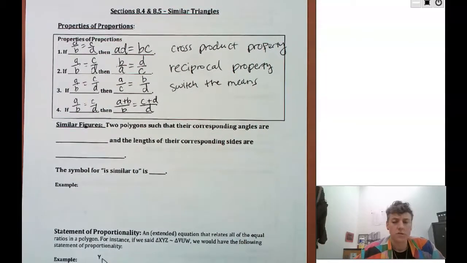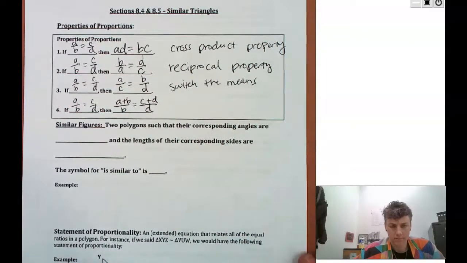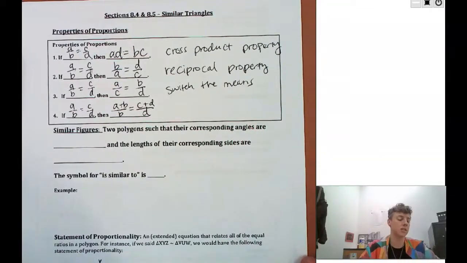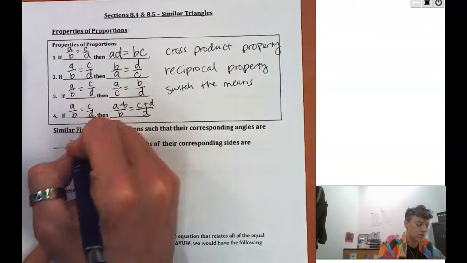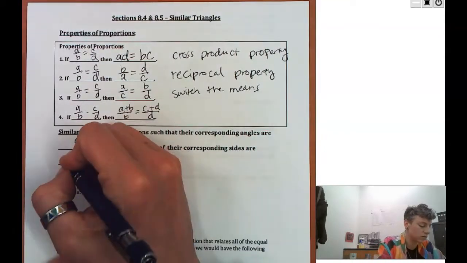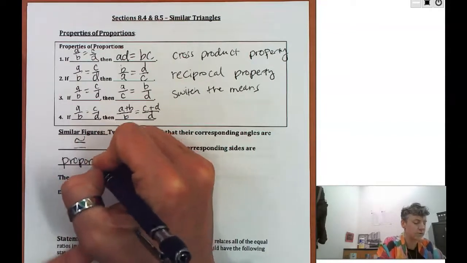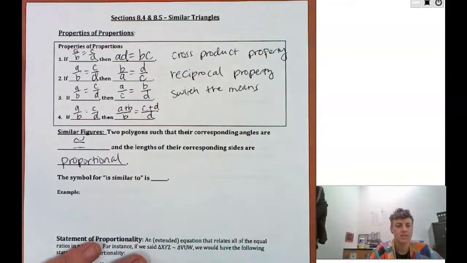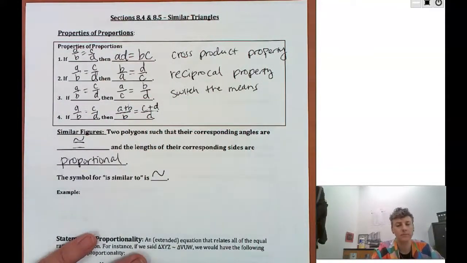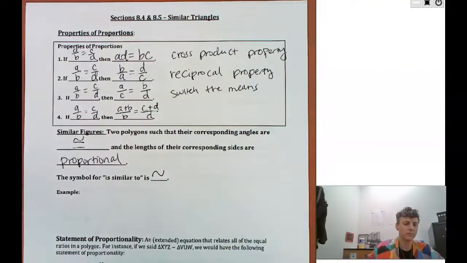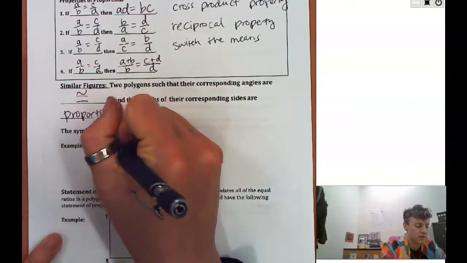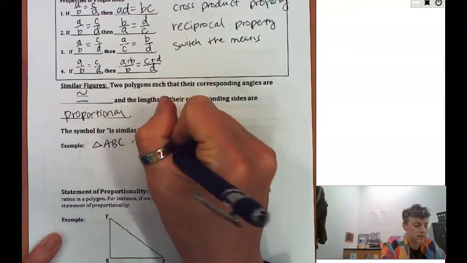All right, so let's remind ourselves of what similar figures are. There are two polygons such that their corresponding angles are what? Congruent. The corresponding angles are congruent, and the lengths of their corresponding sides are proportional. And remember, our symbol for is similar to is this tilde. Very good. So let's do an example where, let's say, triangle ABC is similar to triangle DEF.